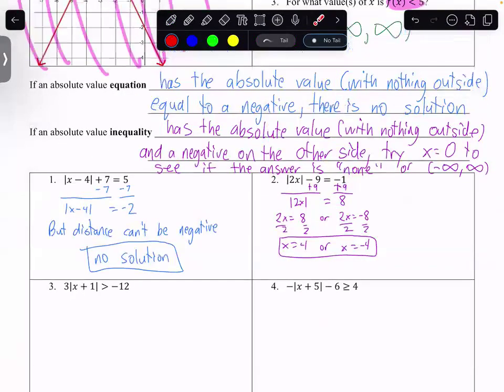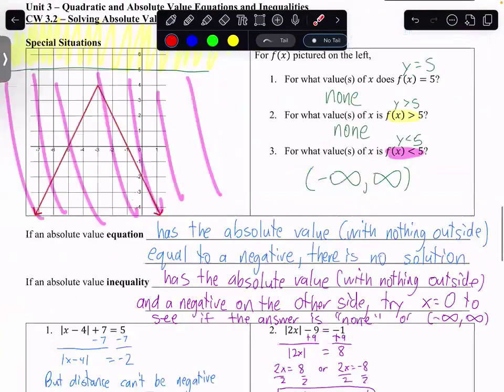So the easiest way to tell whether it's no solution or negative infinity, comma, positive infinity is you try an easy number. Usually 0 is very easy. If it's true, then the answer can't be none because you already found an answer. So then it'll be negative infinity, infinity.